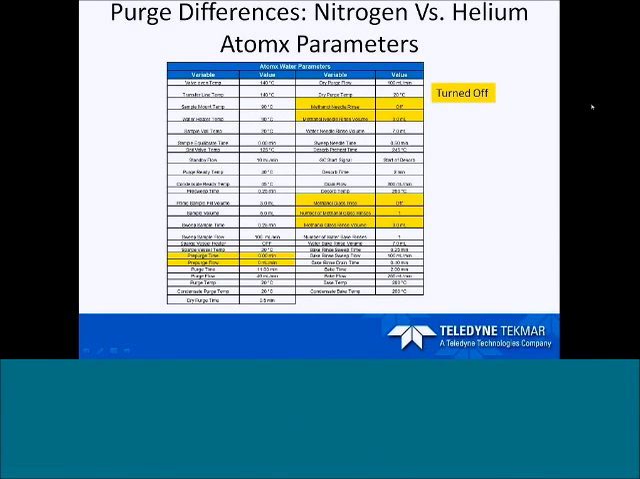Here are the Atomx parameters we used to evaluate this. Everything that's in yellow is turned off. As you can see, it's very typical VOC type parameters that you would use on the Atomx. You have an 11-minute purge time, 40 mL/min purge flow.